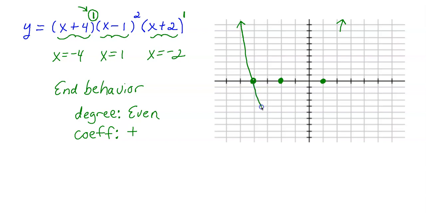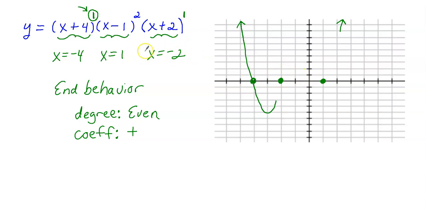I'm going to bring it down, and it's going to turn. Maybe right here. Now, this turn was a guess. It might turn here. It might turn here. I don't know. This turn is a guess. So now I need to make another decision. I'm going to draw this, and I need to decide if it bounces off this x-intercept or if it crosses through. Well, I look at the exponent that goes with x equals -2 because this x-intercept is -2.